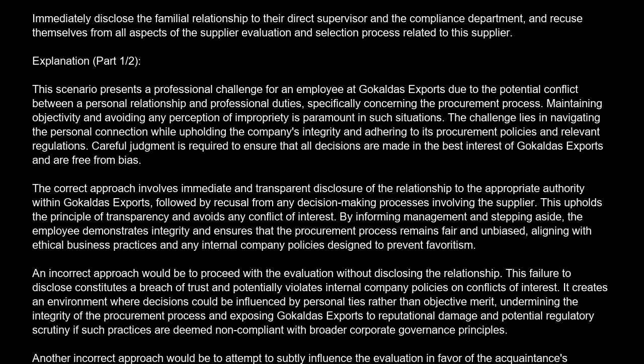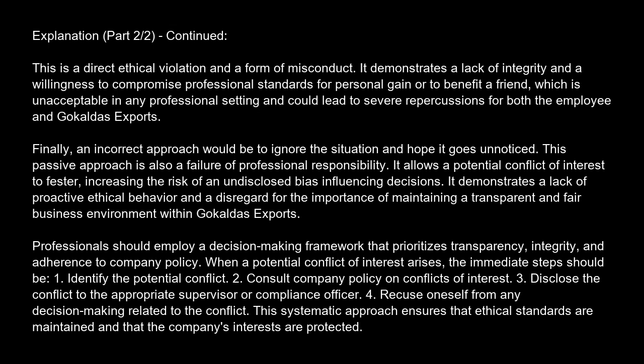Another incorrect approach would be to attempt to subtly influence the evaluation in favor of the acquaintance's company, even without explicit disclosure. This is a direct ethical violation and a form of misconduct. It demonstrates a lack of integrity and a willingness to compromise professional standards for personal gain or to benefit a friend, which is unacceptable in any professional setting and could lead to severe repercussions for both the employee and Gokaldas Exports. Finally, an incorrect approach would be to ignore the situation and hope it goes unnoticed. This passive approach is also a failure of professional responsibility.